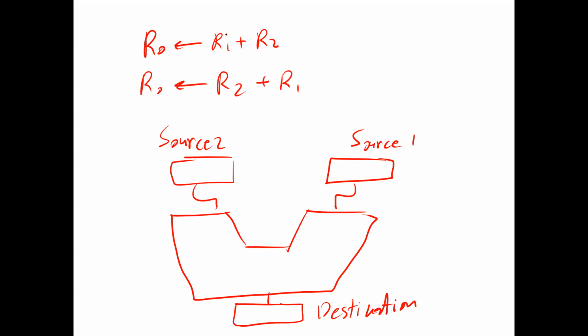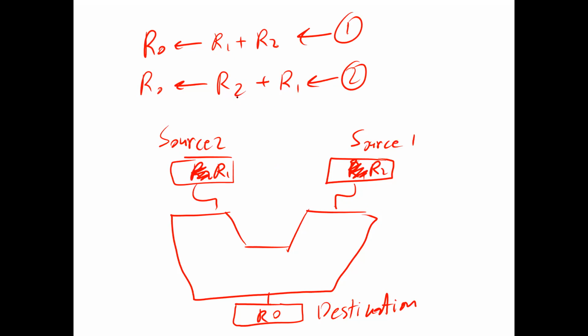In the end, the result of the operation will be the same, because R1 plus R2 equals R2 plus R1, it doesn't matter. But in your hardware, the first operation will read from R1 and from R2 and save in R0. That's the first one. The second will be different: I will load source 1 with R2 and source 2 with R1.